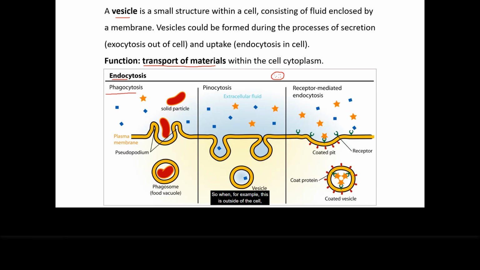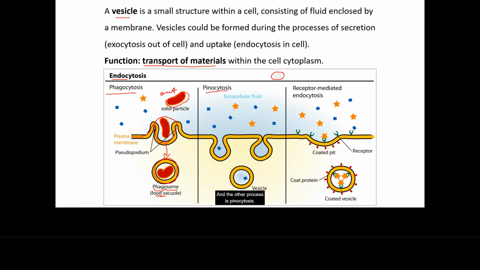So for example, this is outside of the cell and this is food, a solid food particle or food molecule of some kind, and the cell pinches like this, the cellular membrane surrounds this food particle, and this is what becomes a vesicle. Because it has food inside, it's called a phagosome. Phago means eat. And then the cell will use it to break down and use it for nutrients.